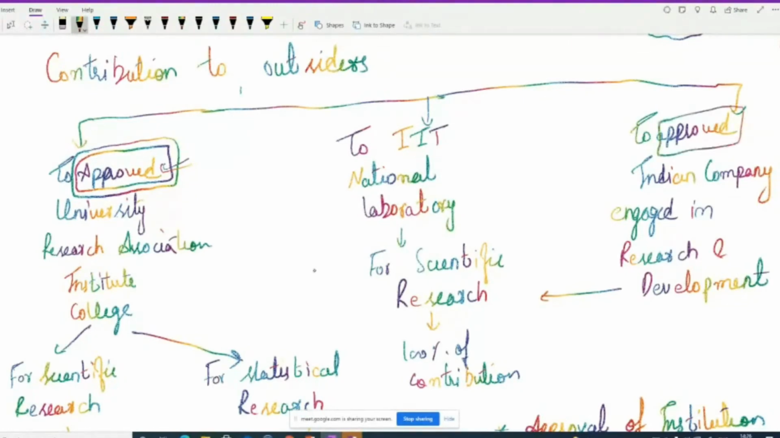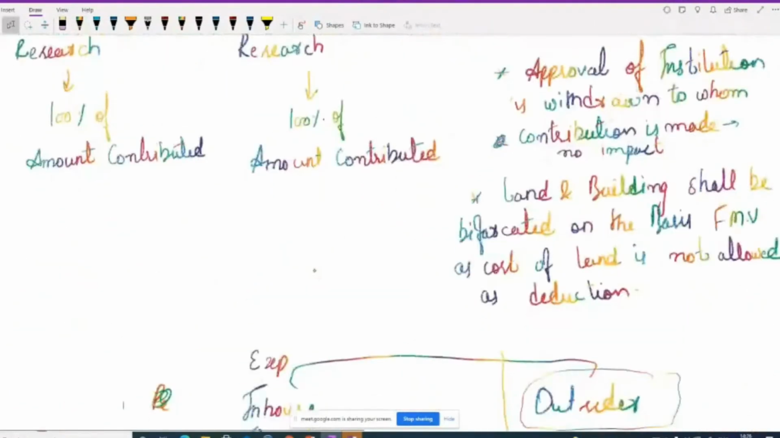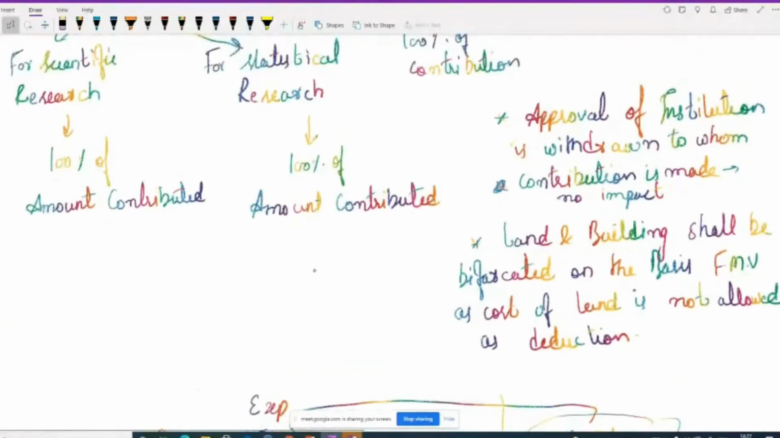Okay. So if you have given any amount to any university, any research association, any institute, any college, approved, approved, approved everywhere, for scientific research, 100%. Again, same. Everywhere it's 100%. Now, there was some amendment made in the year 2020, so for the financial year 2021, everywhere it's 100%. You only have to remember the particular situation where it's allowed, where it's not allowed.